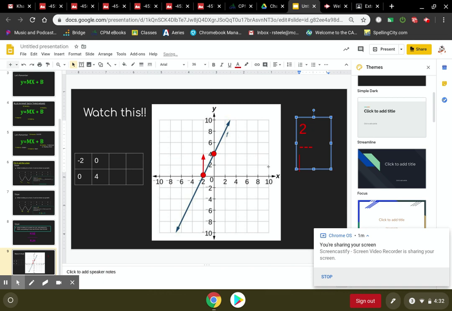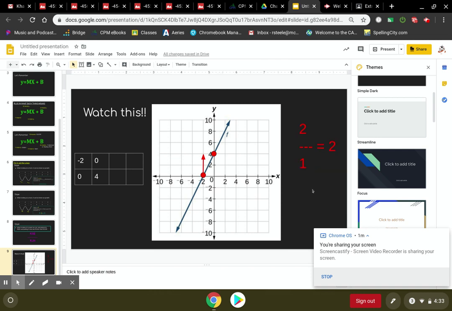And then run is how far it's going over. So I'm literally going to count how far it is going over. It's literally going over 1. Do you see that? 1. So it's 2 over 1, which is our slope, and 2 over 1 is equal to 2. So that's the slope of this line: it's 2. I know that doesn't sound too complicated. It is actually very, very simple.